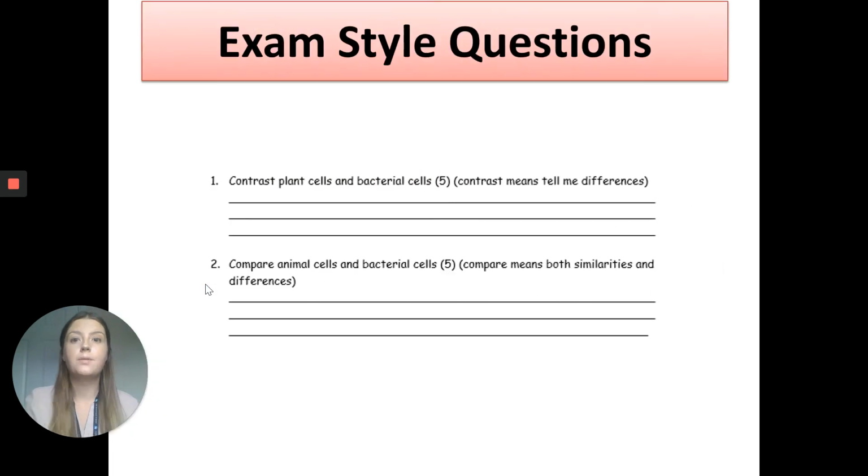Okay, now this time we've got some exam questions. The first one is asking us to contrast plant and bacterial cells, and the second one is asking to compare animal cells and bacterial cells. Both are worth 5 marks. So if you pause the video, give yourself about 10 minutes to write a clear, concise answer for both of those questions.